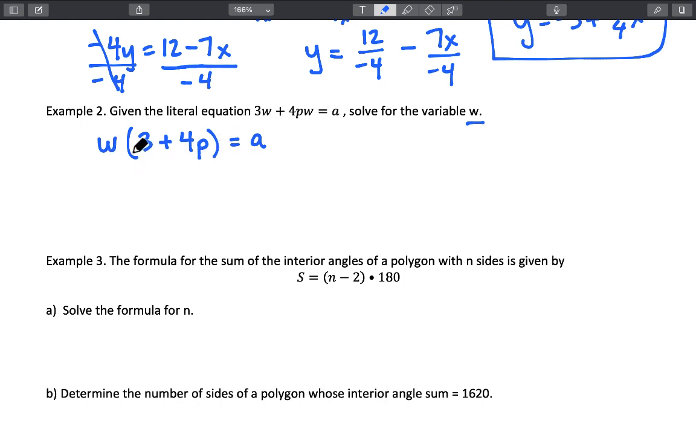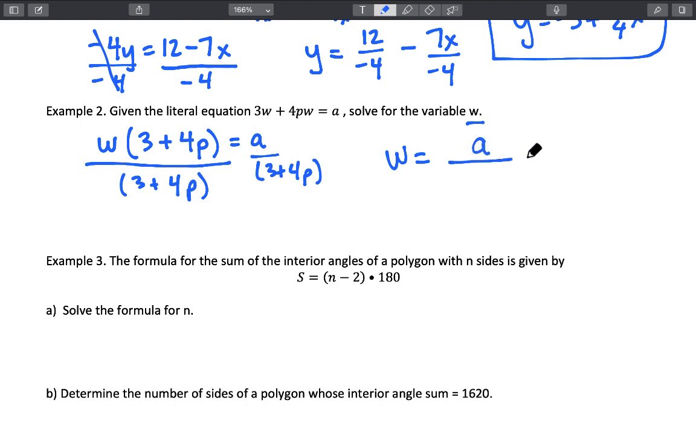All right, so from here I have w times this quantity, 3 plus 4p, is equal to a. Remember, we want to get w by itself, so our next step is to divide both sides by that quantity, 3 plus 4p. That leaves me with the equation w is equal to a all divided by 3 plus 4p. And that is our equation solved for w.